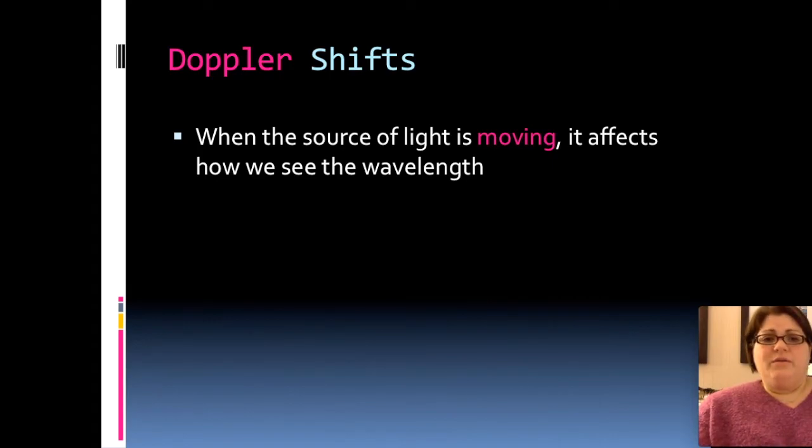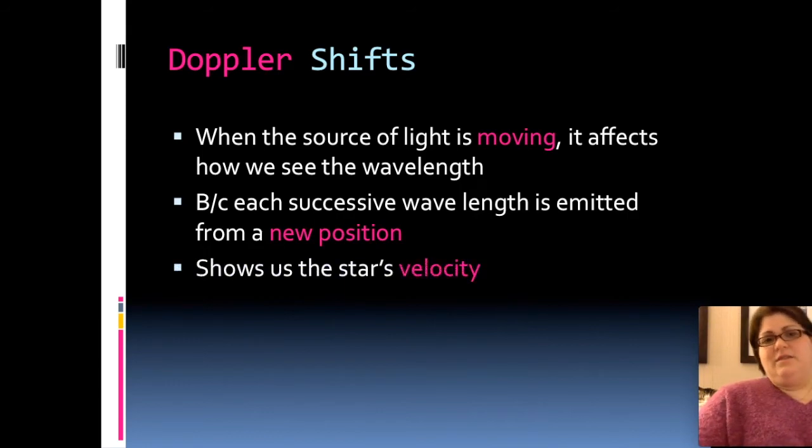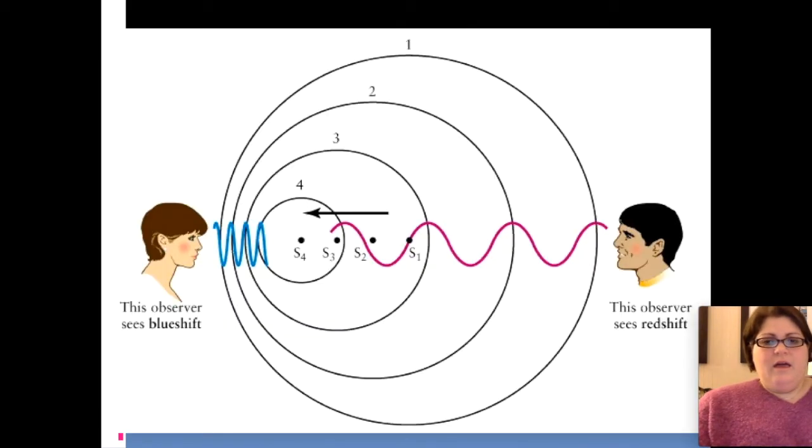When the source of light moves, it affects how we see the wavelength. Because each successive wave is emitted from a different position, the wavelength looks either longer or shorter. This allows us to determine whether the star is moving towards us or away from us, and at what rate, or in other words, the velocity. Rather than take time to explain this diagram, I want to show a quick video.